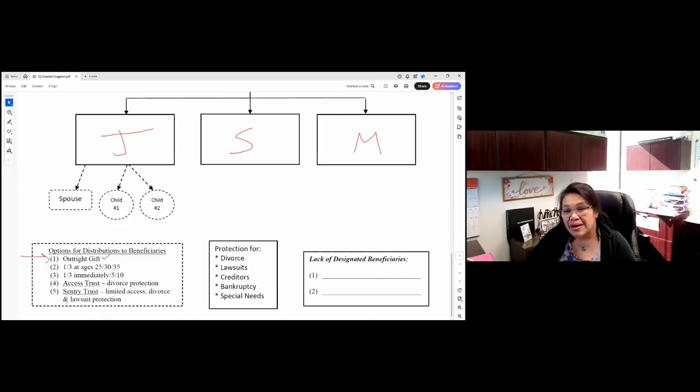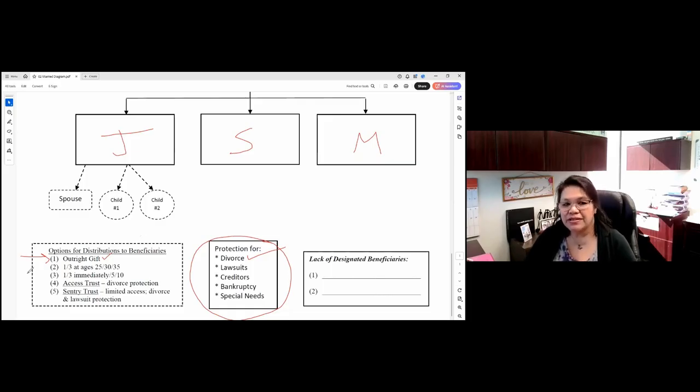But if you give it to them outright and they put it in their joint account with their spouse, then if they do get a divorce, that money can potentially go to the ex son-in-law or ex daughter-in-law. So you might not want that to happen.